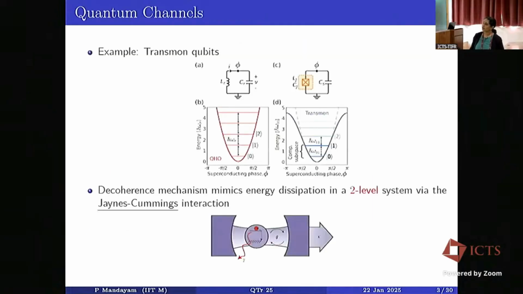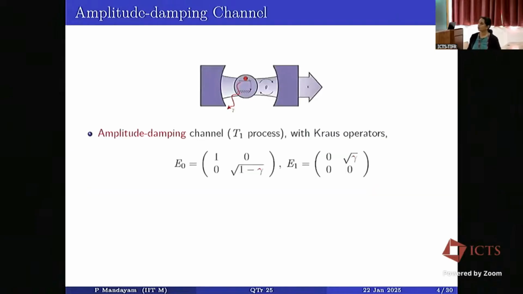But maybe before that, just a quick example, and this is a kind of circuit that we actually saw in David's lecture yesterday, and this is a model of what the energy levels of a transmon qubit look like. In this scenario, the decoherence mechanism can be modeled essentially via this Jaynes-Cummings interaction, which models the dissipation of a two-level system in a cavity, right? And I'll talk about this a little bit more, but just to again give a concrete example of this kind of dynamical map and Kraus operators, this is one such example.